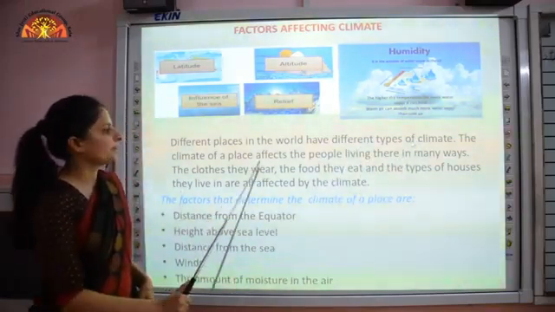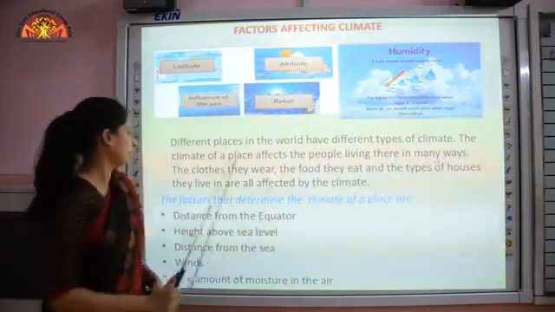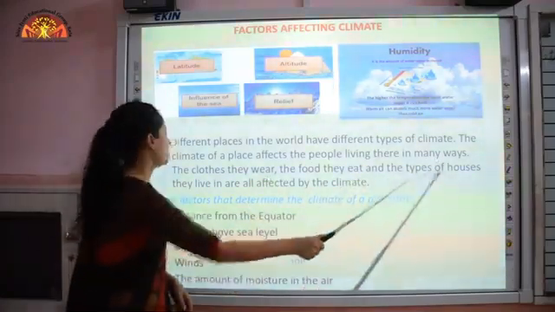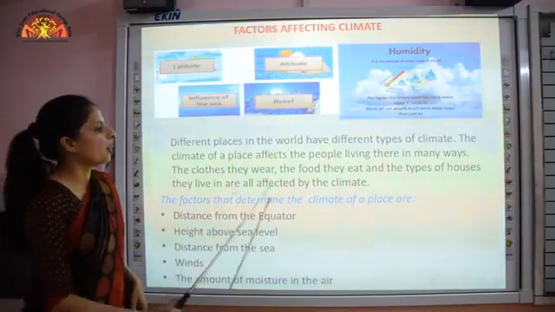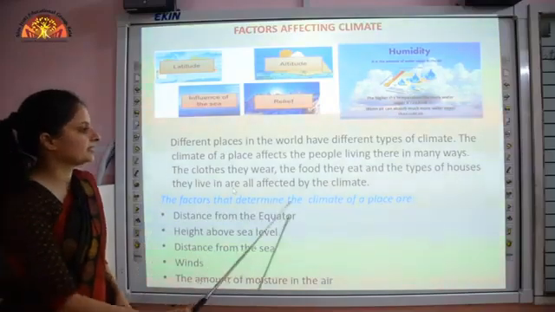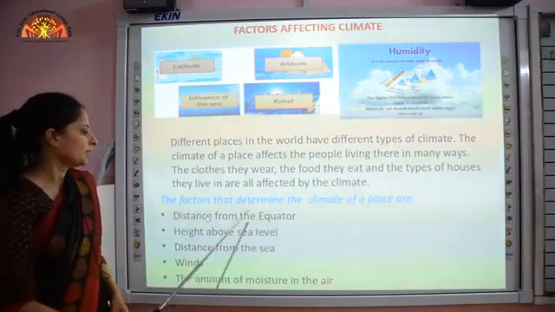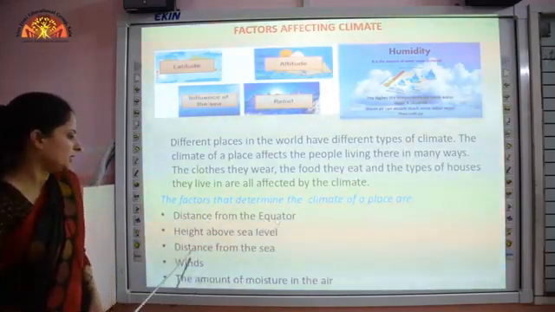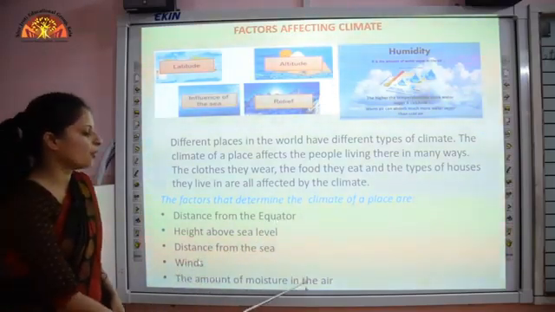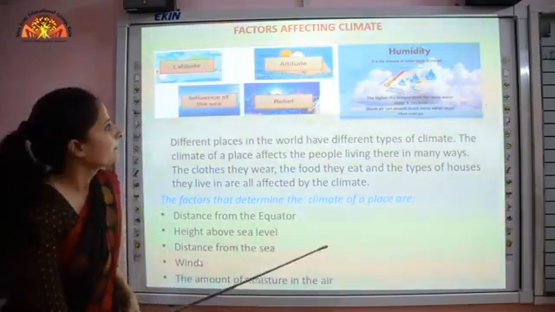The climate of a place affects the people living there in many ways. The clothes they wear, the food they eat, and types of houses they live in are all affected by the climate. The factors that determine the climate of a place are distance from the sea, distance from the equator, height above the sea level, winds, the amount of moisture in the air. We will learn about these factors in detail.